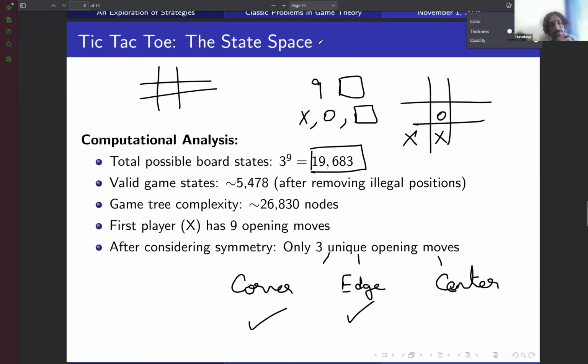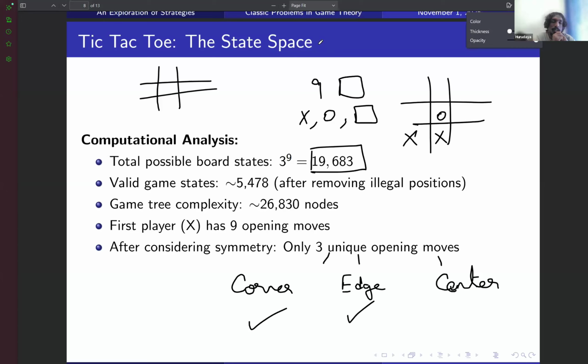Sir, what if O doesn't play the center, sir? But O knows, let's say I'm the second player, I'm playing O. I know that if I play in the center, I'll get a guaranteed draw, right? Yes, sir. But what about the other cases? So here's the thing, if I know I'll get a guaranteed draw, then why would I play something where I don't have a guaranteed draw? Does that make sense? Oh, okay.